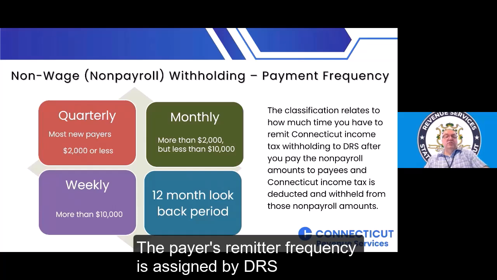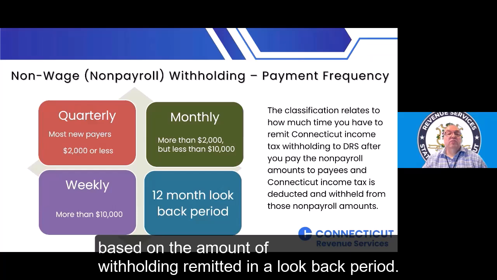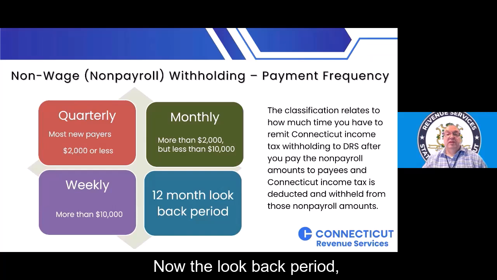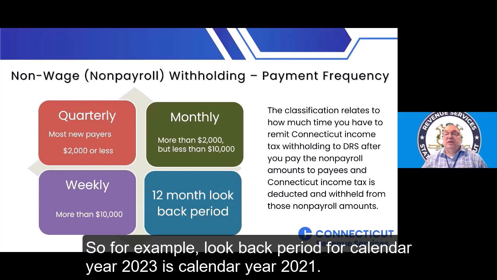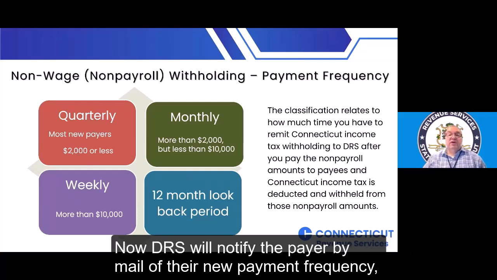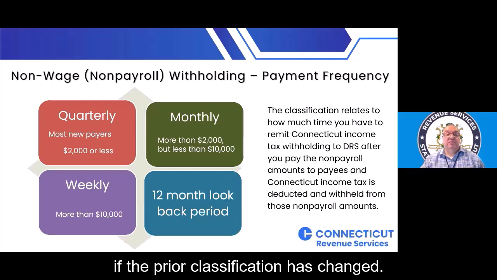The payer's remitter frequency is assigned by DRS based on the amount of withholding remitted in a look-back period. Now, the look-back period for non-wage withholding is a little different. It is the second preceding calendar year for which your annual classification is made. So for example, the look-back period for calendar year 2023 is calendar year 2021. Now, DRS will notify the payer by mail of their new payment frequency if the prior classification has changed.